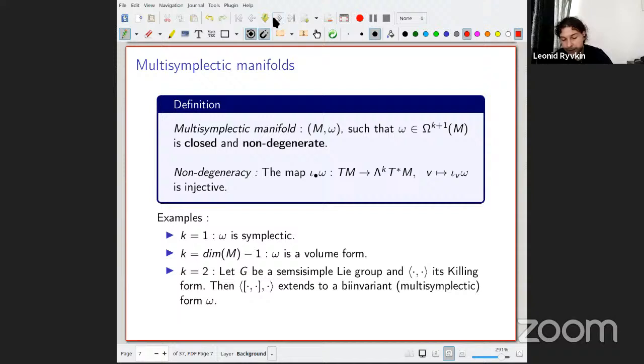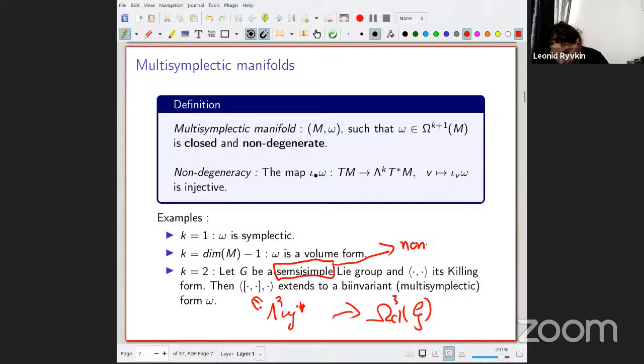If we take a semi-simple Lie group with its Killing form, then we have a canonical three-form on its Lie algebra. We can extend this three-form B invariantly and get a three-form on the group. And as it is B invariant, it is automatically closed. And the semi-simplicity implies non-degeneracy. So semi-simple Lie groups are two-plectic. They carry a multisymplectic three-form.